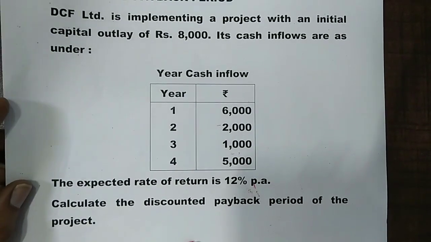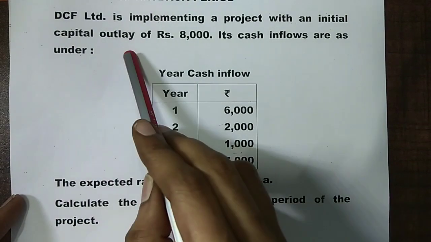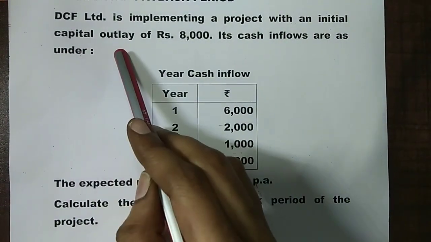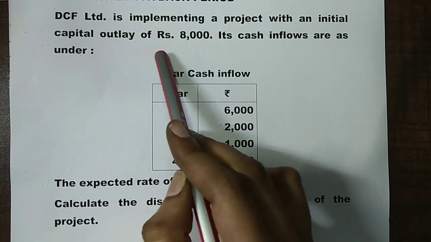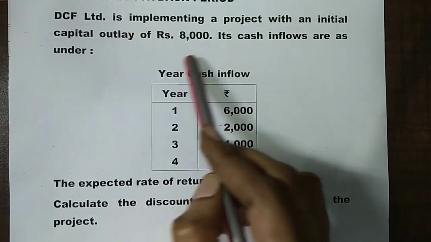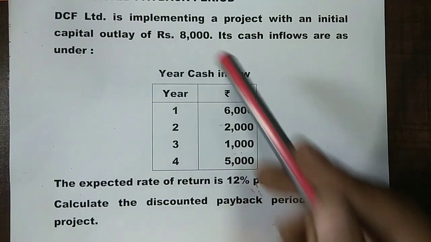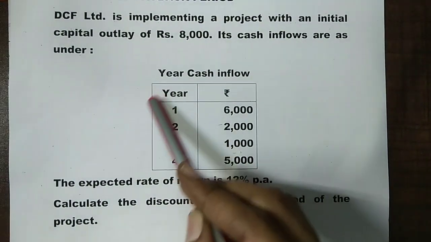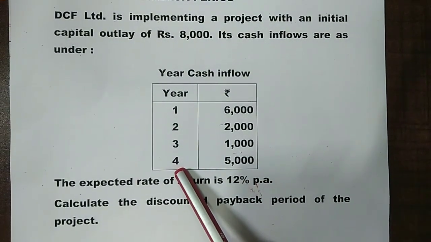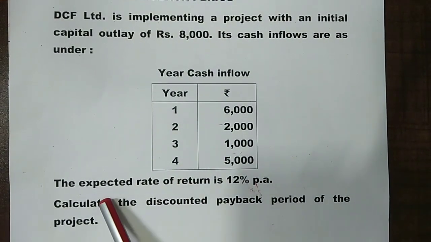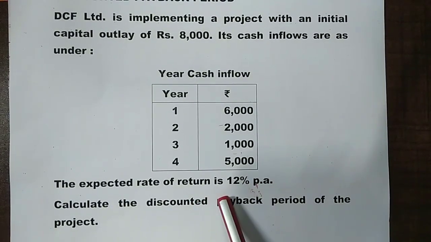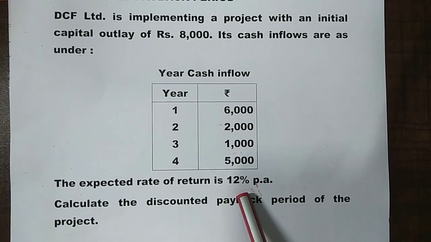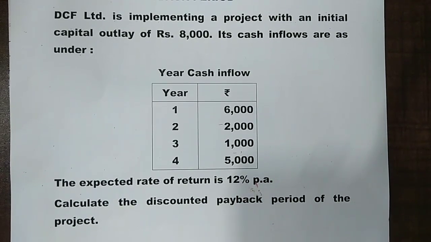What information have they given you? DCF Limited wants to undertake one project. For that, they have an initial capital outlay, meaning the initial investment in this project, of 8,000 rupees. And they have given you the cash inflows for the 4 years, meaning this project will run for 4 years. Then they have given you the expected rate of return, that is 12%. So this 12% we are going to consider while computing the discounting factor.